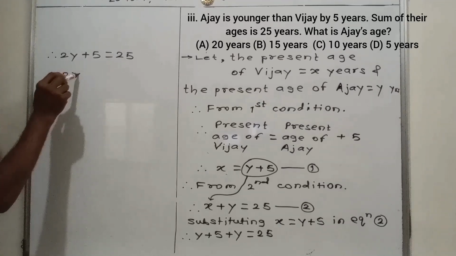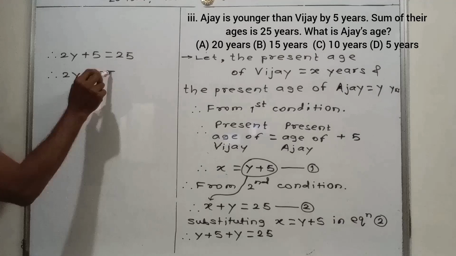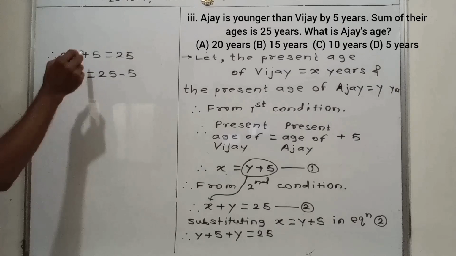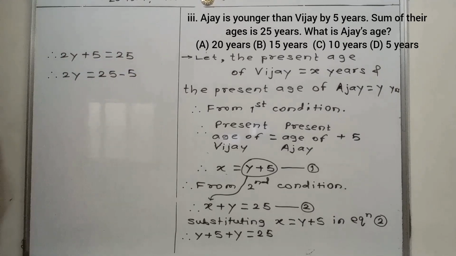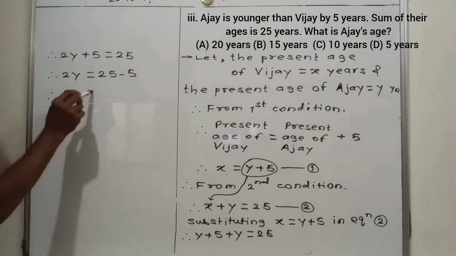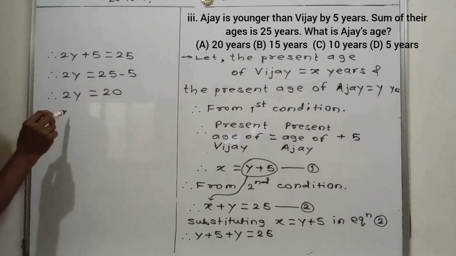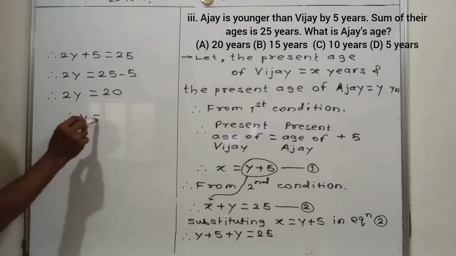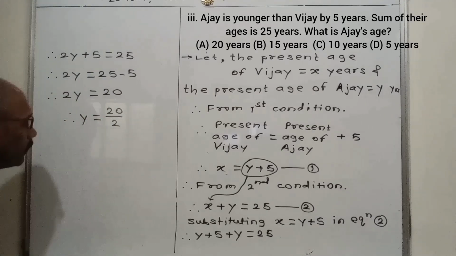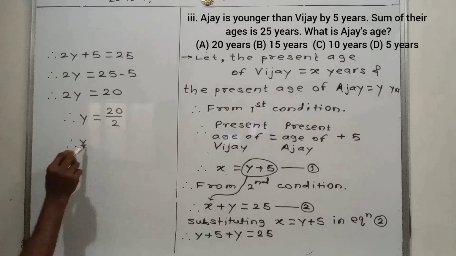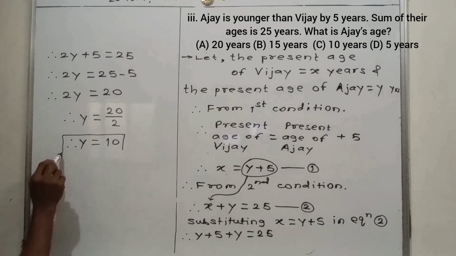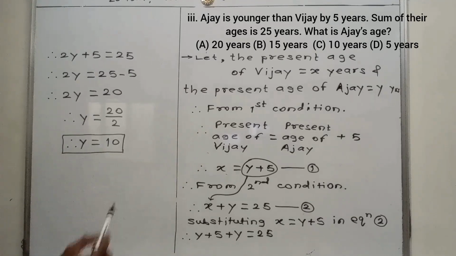Therefore, 2Y is equal to 25 minus 5. Like terms together. When this plus 5 goes to right side, becomes minus. Therefore, 2Y is equal to 20. Therefore, Y is equal to 20 upon 2. Therefore, Y is equal to 10. And this is the present age of Ajay.